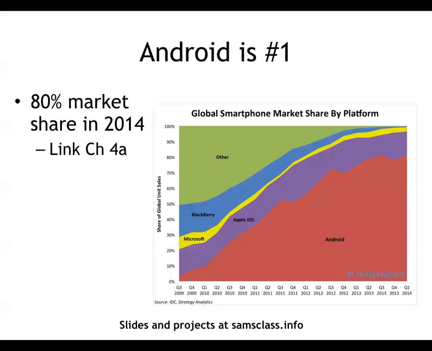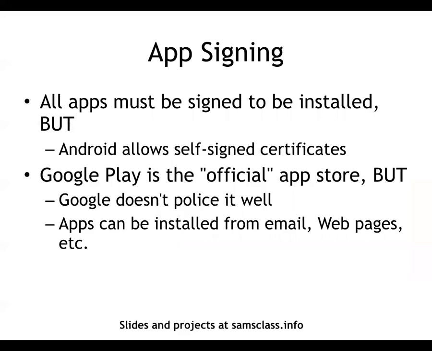So Android is number one. It's not this drastic anymore. You'll see next week, I've got a more modern switch. Now it's more like 55% Android and 45% iPhone. But at this time it was 80% Android.